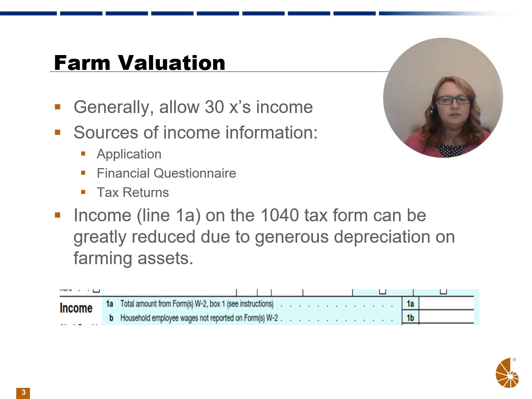Now here I've just done a little snippet out of the tax returns where it shows line 1A on the 1040. It'll show the total amount of income from the W-2. Now, this amount here can be greatly reduced due to taking generous depreciation and amortization on the farming assets. So while this is generally where you can find great income information for income replacement alone, for farmers, it's a little bit unique, and it might look like they are not able to be justified for a large amount until you take a little bit deeper dive.